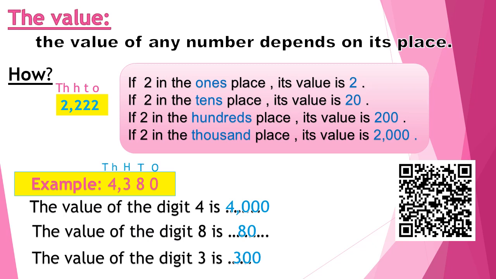Now 0 in ones, its value will be what? 0 as it is. If my number contains any zeros, 0 in ones place, its value will be 0. In tens place, its value will be 0. In hundreds place, its value will be 0. So 0 in any place, its value will be 0 as it is.